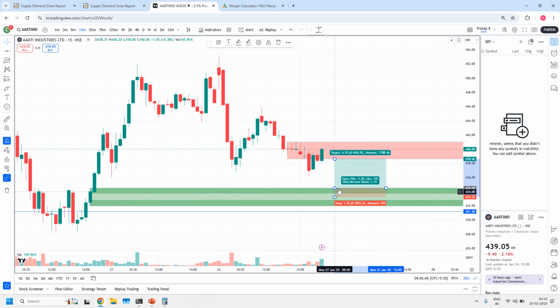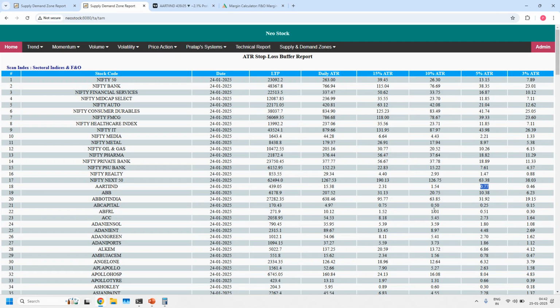So because it is a 5 minute level trade, obviously you should look for your stop buffer value. The 5 minute stop buffer is 0.46. That is equivalent to 0.5, the rounded value. So 50 paisa.